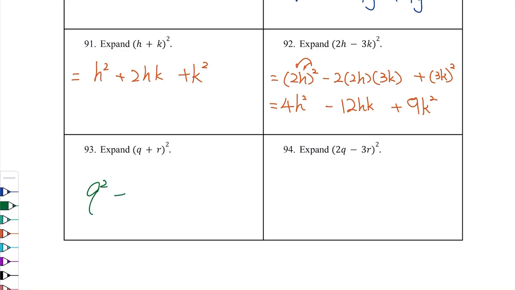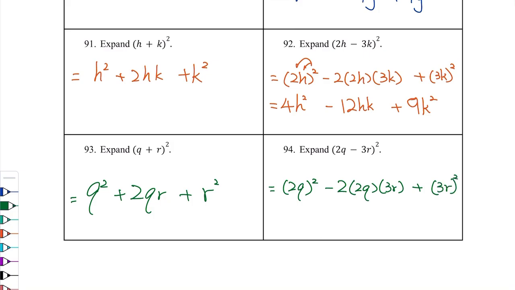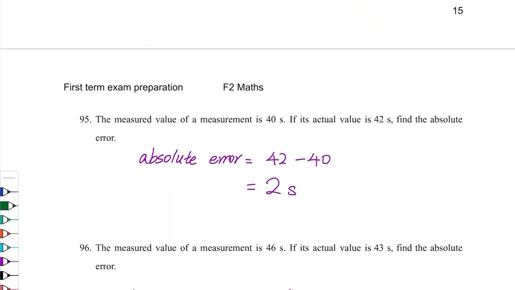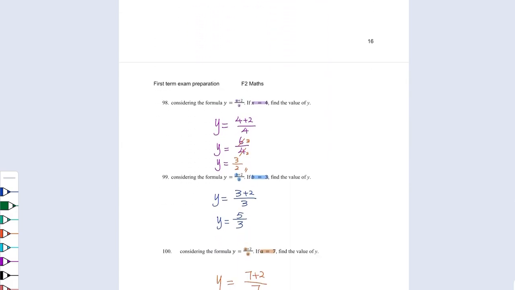a square plus 2ab plus b square. How about here? A square minus 2ab plus b square. The square is given to both of them. So 2 square means 2 times 2, which is 4q square. 2 times 2 times 3 is 12. And then 3 square means 3 times 3, which is 9. So that's for your expansion. Now the others we are already done.